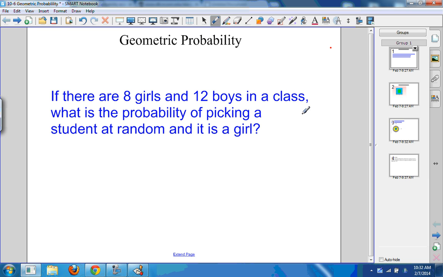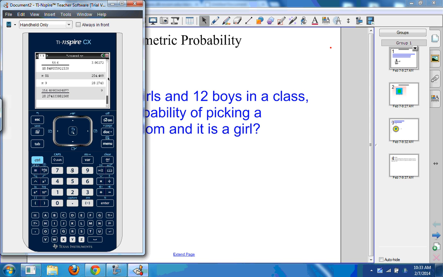So here's an example of a probability. It's a pretty easy one. If there are 8 girls and 12 boys in a class, what is the probability of picking a student at random and it is a girl? Hopefully you're saying, Mr. Wilmus, this is too easy. We just take, all right, there's 8 girls in the class, and we divide it by the total kids in the class, which is 20. So 8 over 20 is our probability.